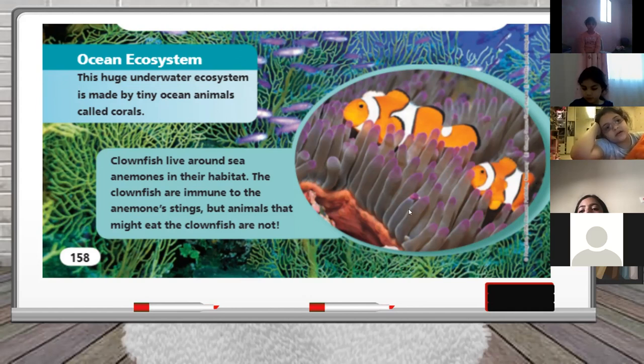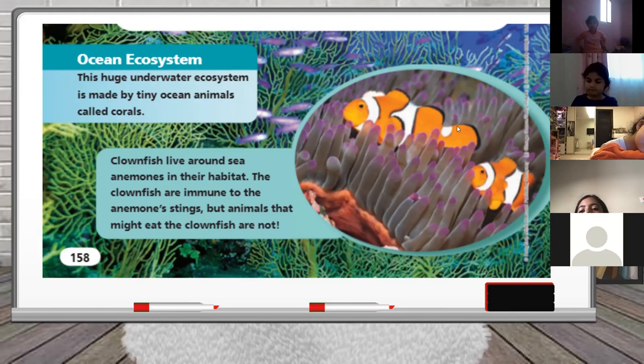What about the water in the ocean ecosystem, Yayara? Is it fresh water or salt water? Salt water. Excellent. It is salt water. Well done, well done. So this huge underwater ecosystem is made by tiny ocean animals. We call it corals. Can you see the corals? They have different colors and shapes, and they are very, very beautiful.